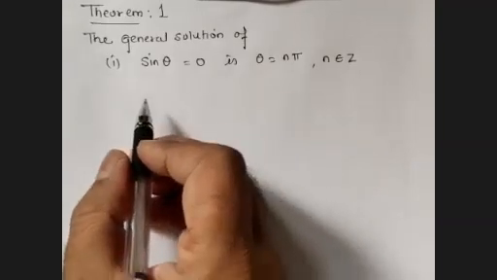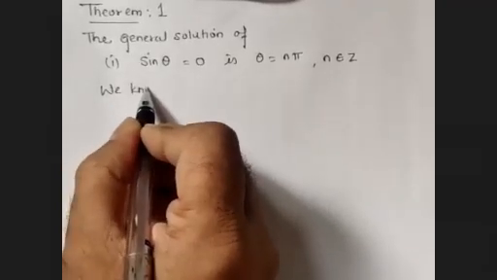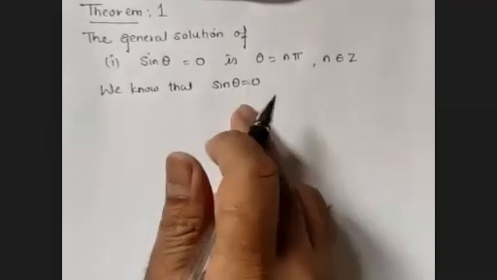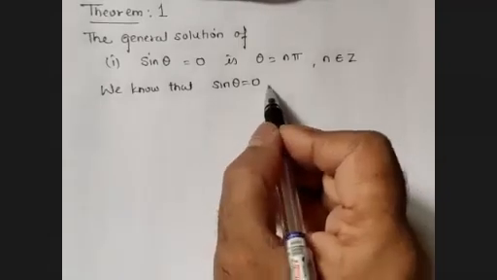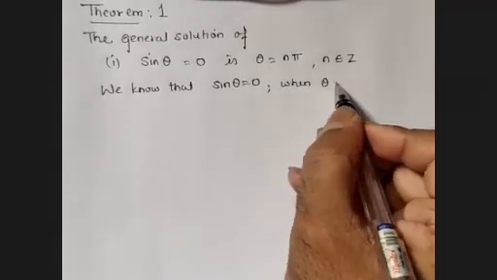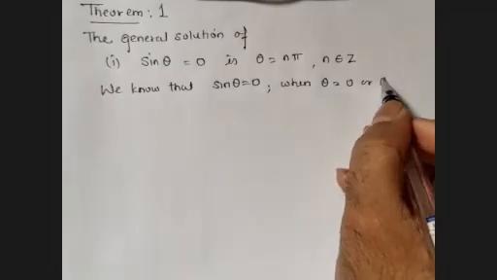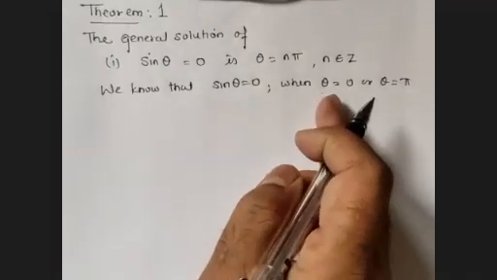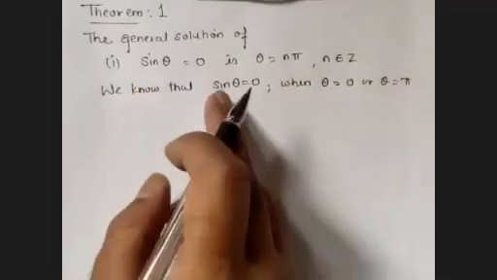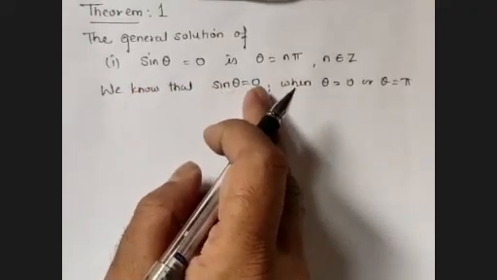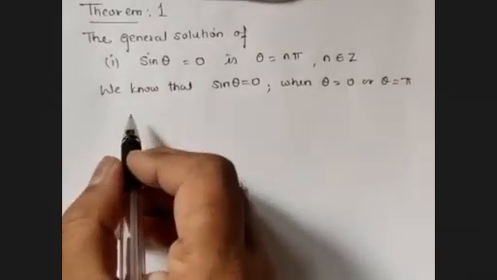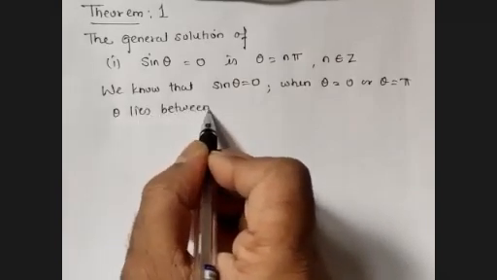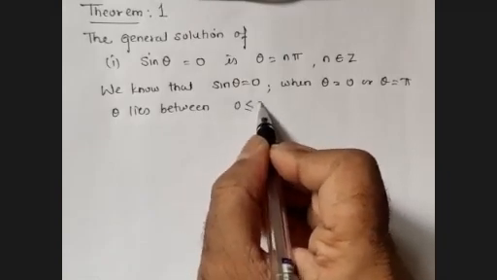Now, we know that sin theta is equal to 0, given data, and we all know that when theta is equal to 0 and theta is equal to pi, the sine value is 0. If sine value is 0, then here you can see the angle theta lies between 0 to 2 pi.